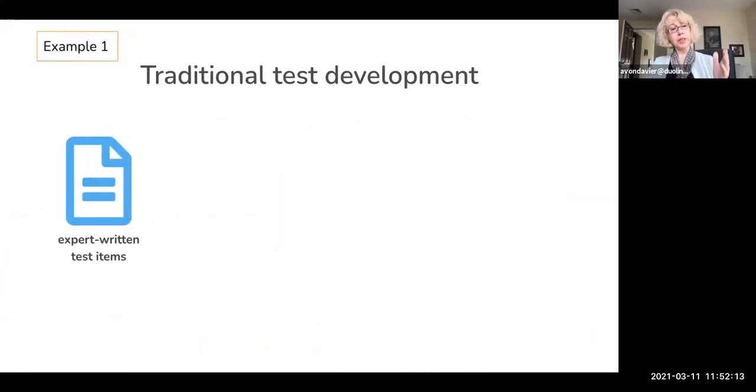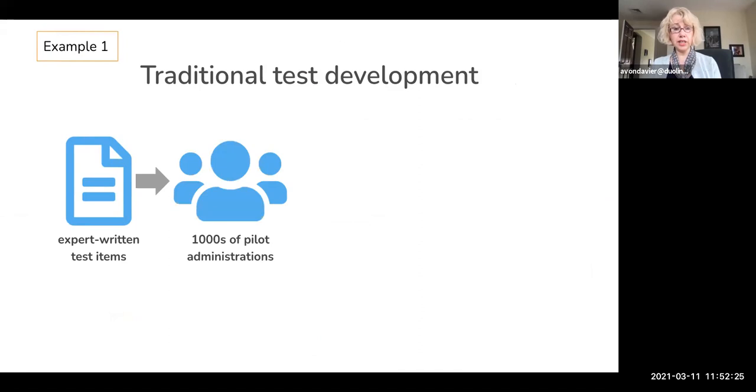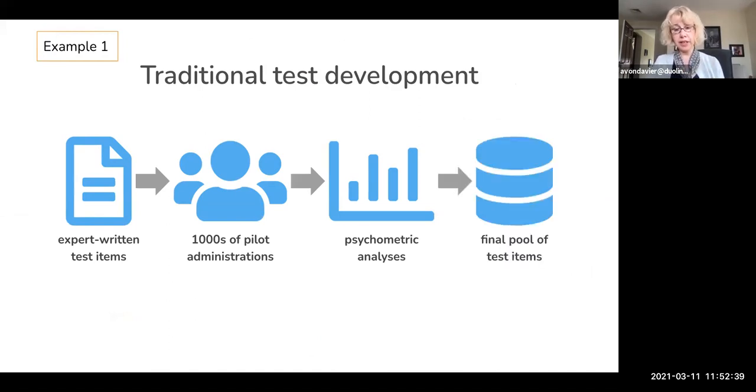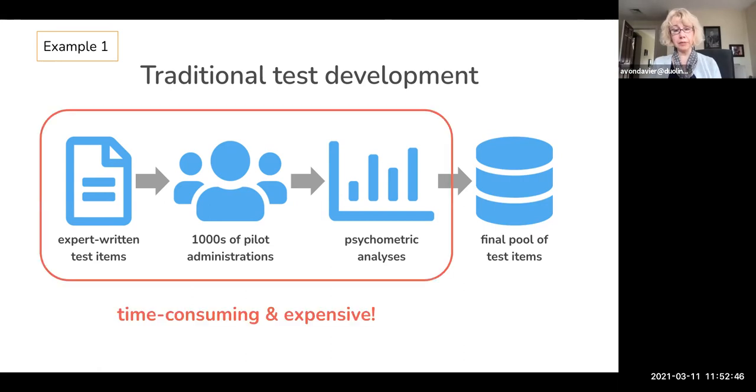So I want also to give an example on how artificial intelligence is being combined with the human expertise to create these powerful tools. So I will start with how it works for traditional test development. In a traditional test development, we start with expert written test items, and then we pilot them to ideally thousands of test takers. And then we do psychometric analysis. And once we do that, we put those item parameters in what we call a final pool of test items.